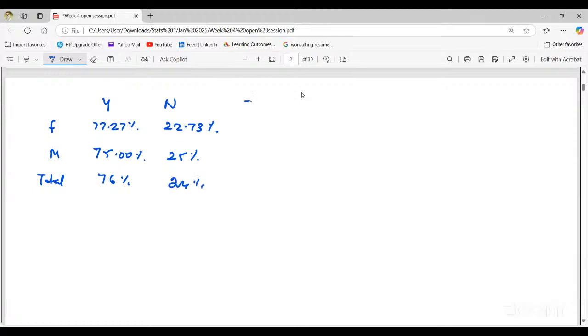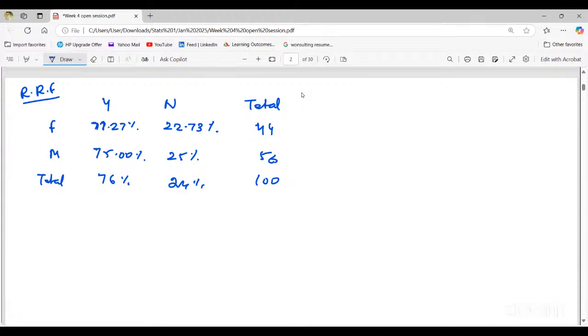Then this is the row total, which was 44, 56, and 100. So we have calculated the row relative frequency.